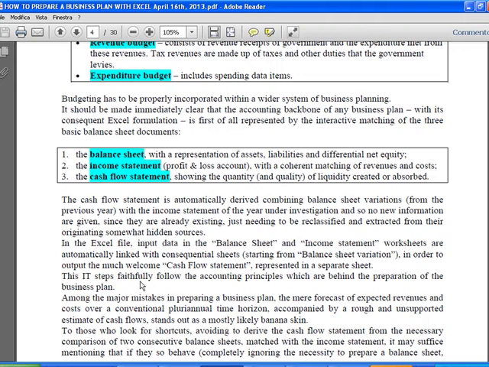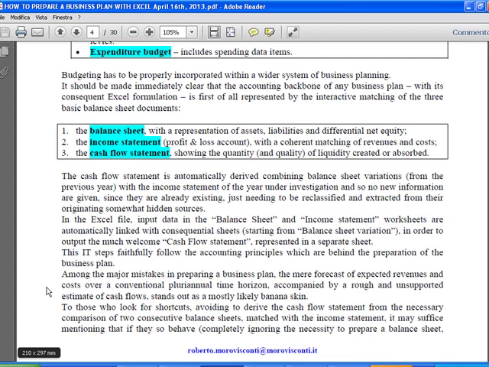Watch out, there is a big mistake. Among the major mistakes in preparing a business plan, the mere forecast of expected revenues and costs over a conventional pluriannual time horizon, accompanied by a rough and unsupported estimate of cash flows, stands out as a most likely banana scheme. What does it mean? You don't have to take and consider only the income statement forecast across years. You have to combine the income statement with the balance sheet so as to get useful cash flow statements. If you just use the income statement and you forecast it, you forget important information, for example, concerning net working capital, net financial position, and so on. And this is very dangerous for your business plan. It's going to be very fragile and inconsistent.